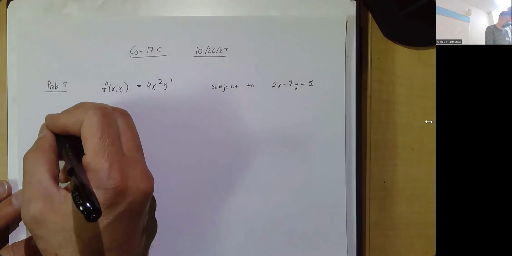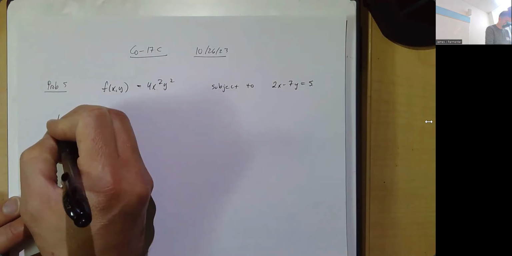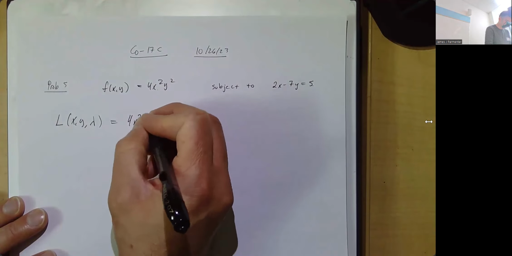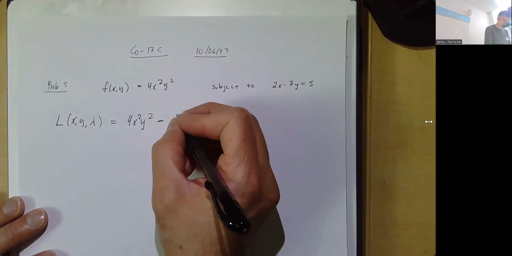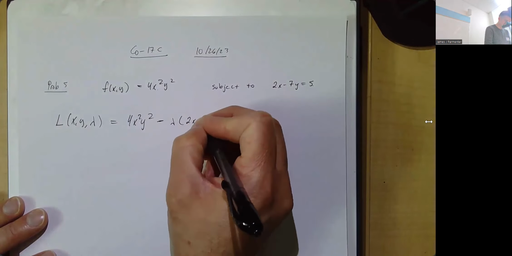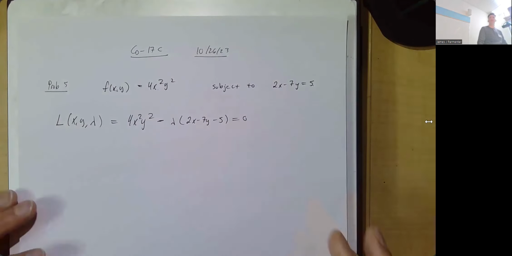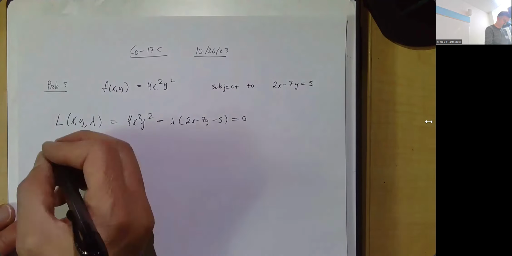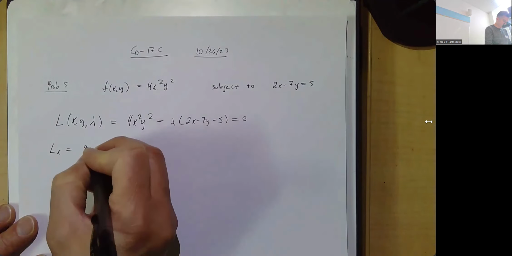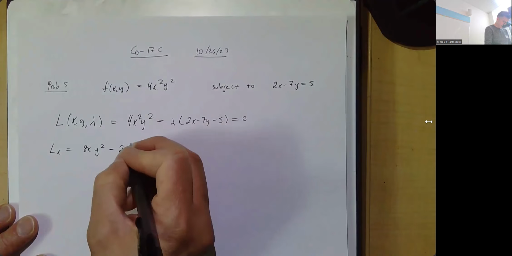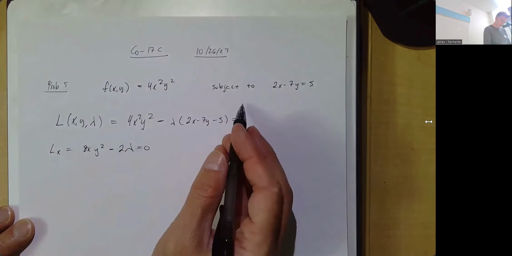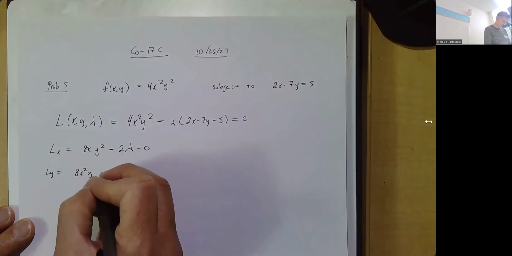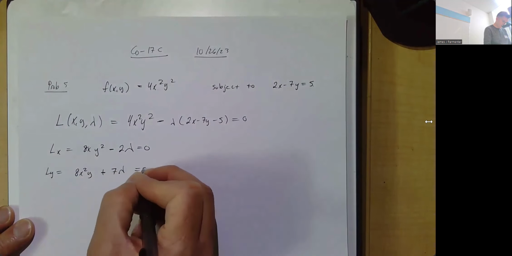So the Lagrange function, capital L of x, y, lambda, is going to be that function there, 4x squared y squared minus lambda times 2x minus 7y minus 5. We set this equal to 0, although it's not super necessary. Usual setup. And then we take our partials. Lx is 8x times y squared minus 2 lambda, set equal to 0. Ly is 8x squared times y plus 7 lambda, also equal to 0.